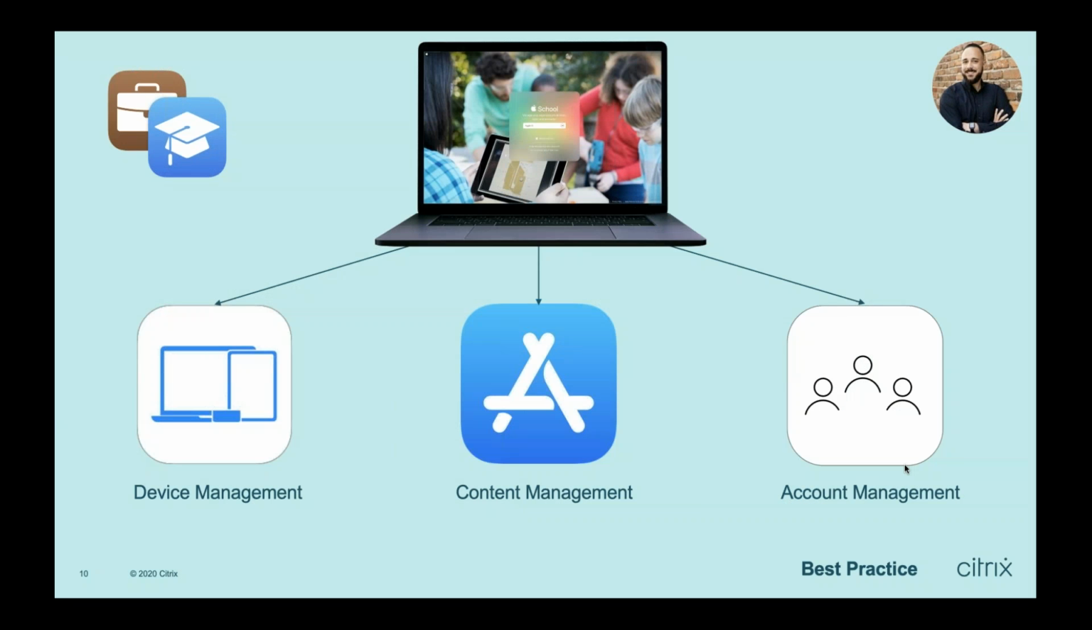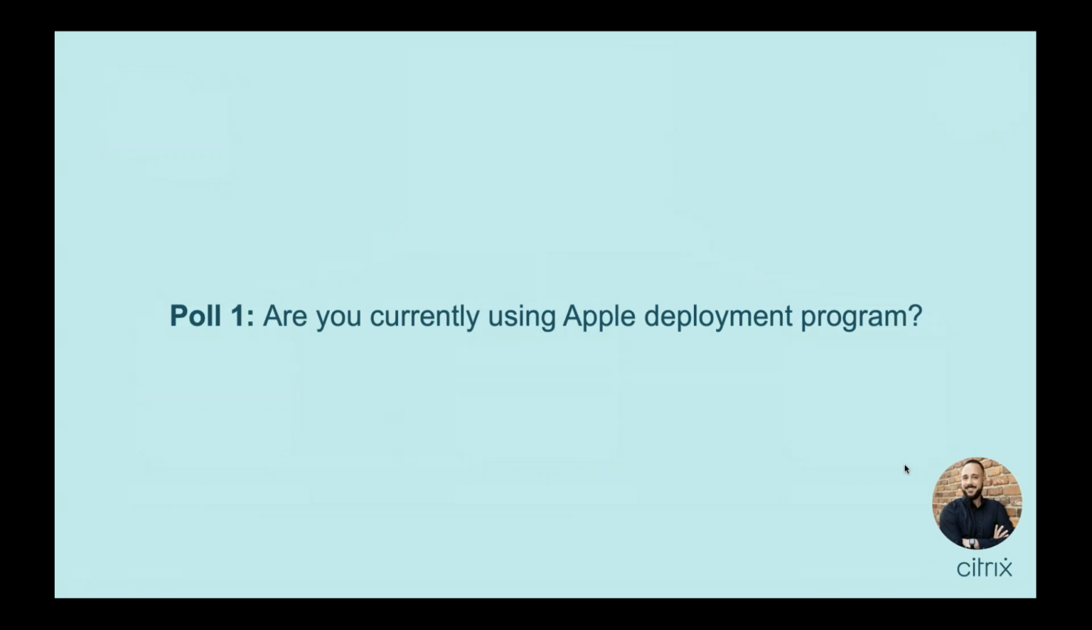So when we look at the three major talking points of the automated deployment program, we want to look at device management, which we've spoken about with the different enrollment types, user and device enrollment. Now we're talking about automated device enrollment, right? It can help with, I should say, device management, content management, and account management, okay? And when we go on the next slide, we're going to specifically look at device management, but we're going to ask first, and we're going to run a poll. We're going to ask, are you currently using the Apple deployment program?